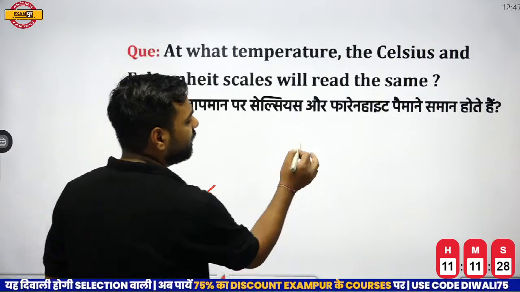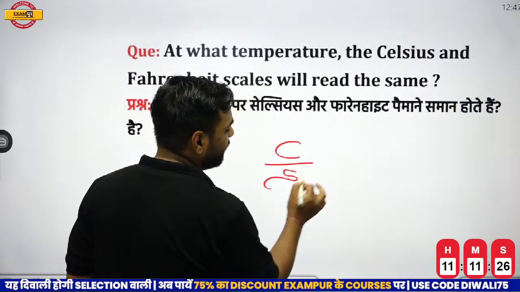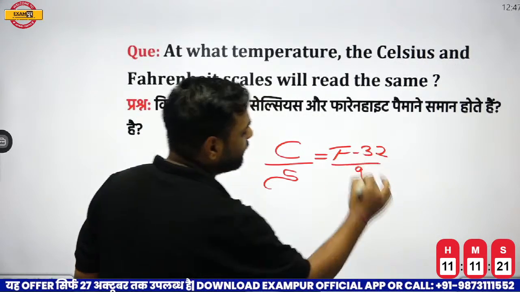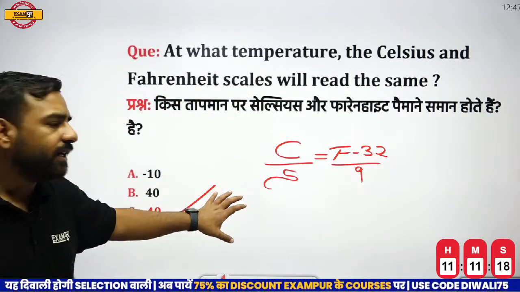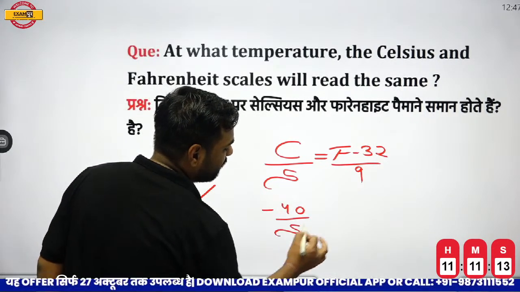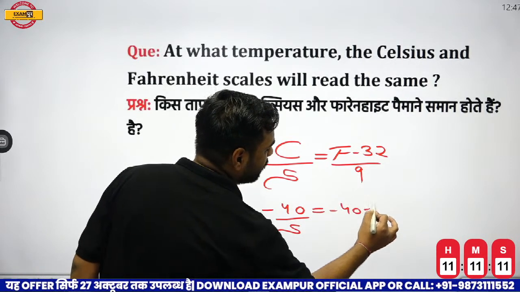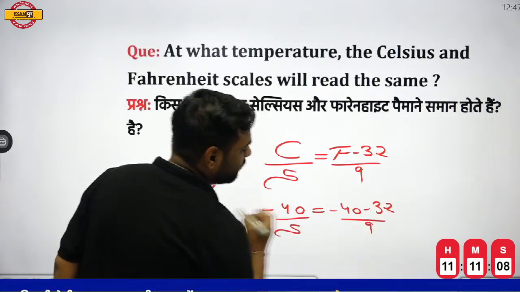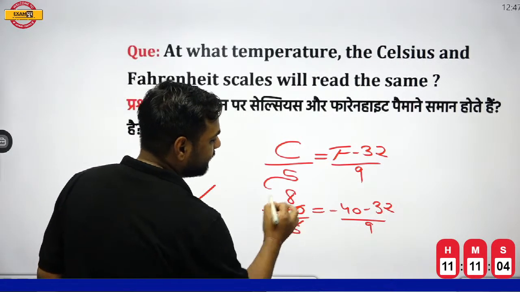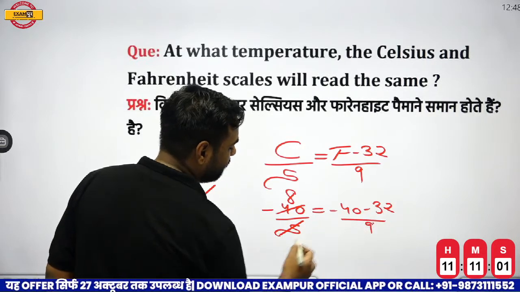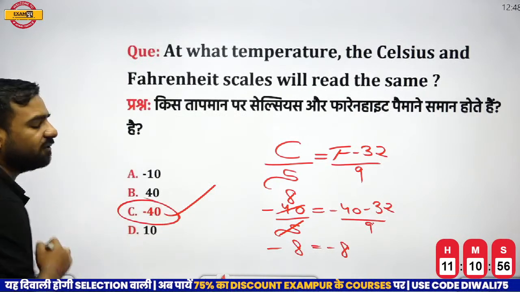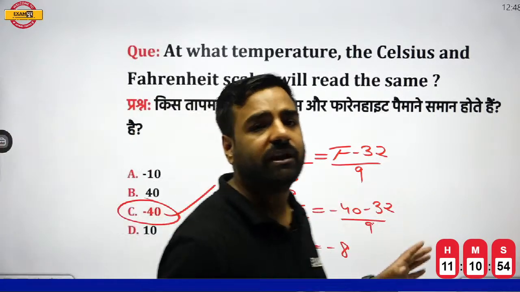Let us see. If I write the formula, C by 5 is equal to F minus 32 by 9. Just try to solve it. When we put -40 here, let us see what is going to happen. -40 by 5 is equal to -40 minus 32 by 9. Now see, LHS and RHS will be equal. It will be -8 and it will be again -72 by 9, which is -8. So -8 and -8 are equal. So it is only the -40 value at which degree centigrade and degree Fahrenheit will be the same.